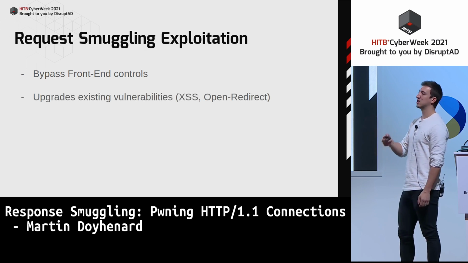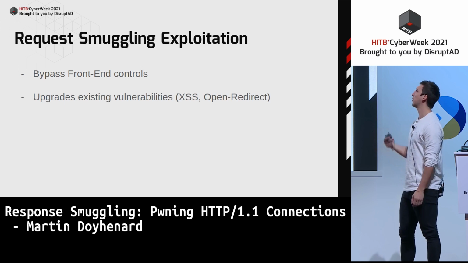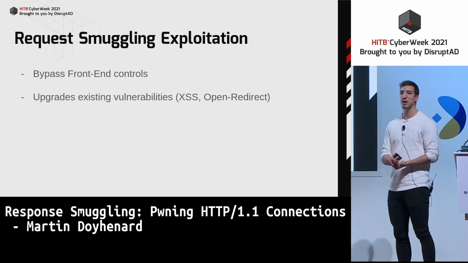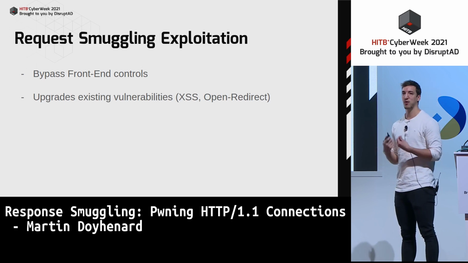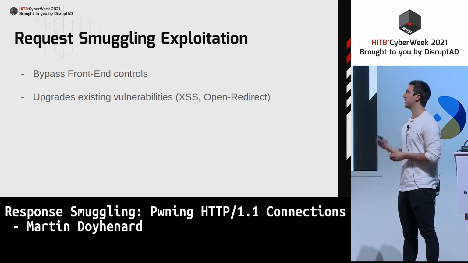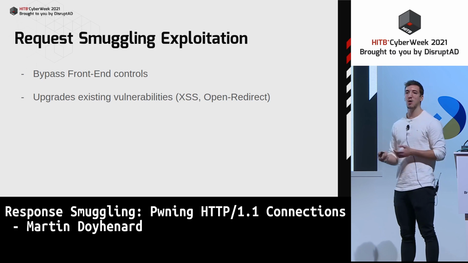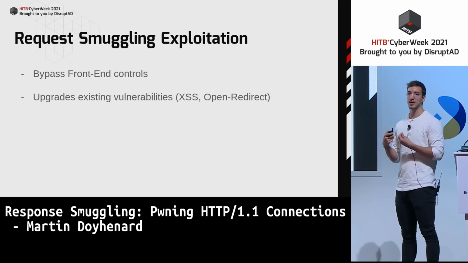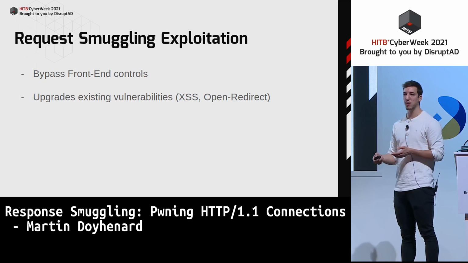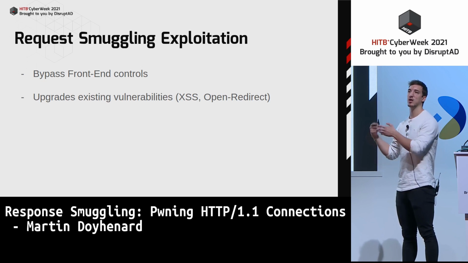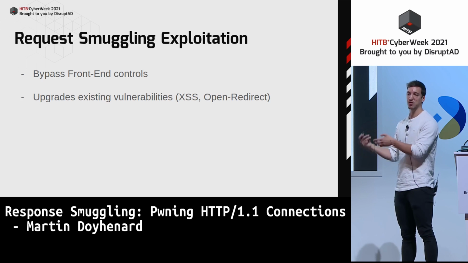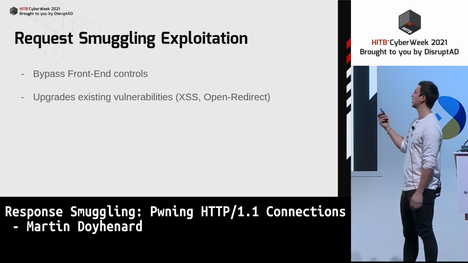Also, we can upgrade existing vulnerabilities, such as XSS, open redirects, and other kinds of vulnerabilities that require user interaction. That is because we can hide our injection, our XSS, in the smuggled request, and this will cause the response for the victim to be modified, and then the browser gets exploited using these kinds of attacks.